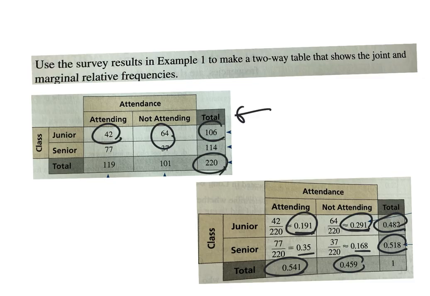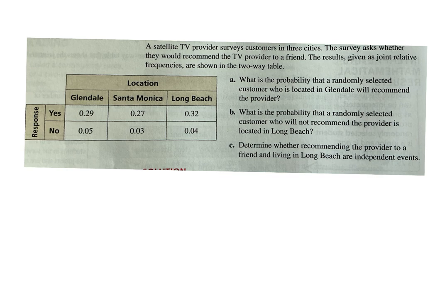Okay, so let's go look at one more thing here. A satellite TV provider surveys customers in 3 cities. The survey asks whether they would recommend the TV provider to a friend. The results, given as joint relative frequencies, are shown in a two-way table. So somebody's already done the work for us, already done the division, got the decimals. So now we can just answer questions. And watch how we work out this math here.